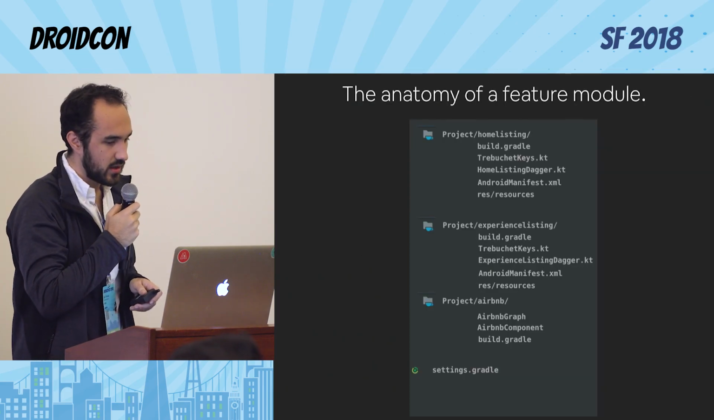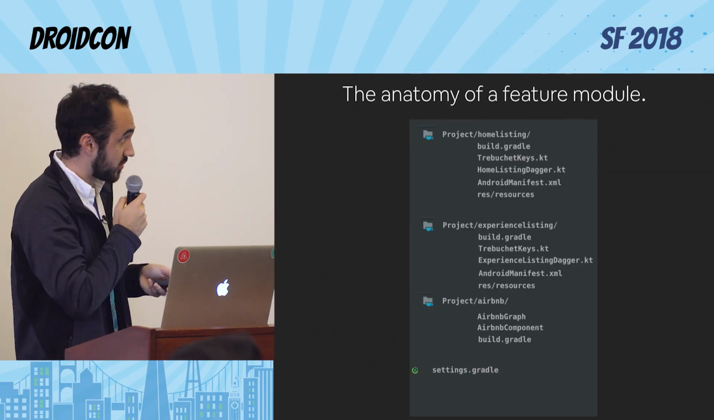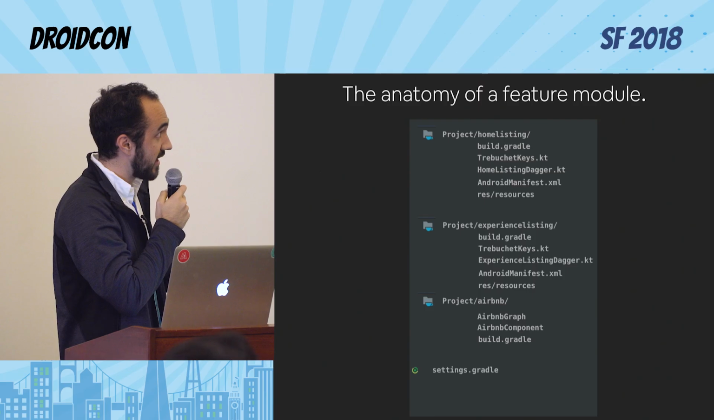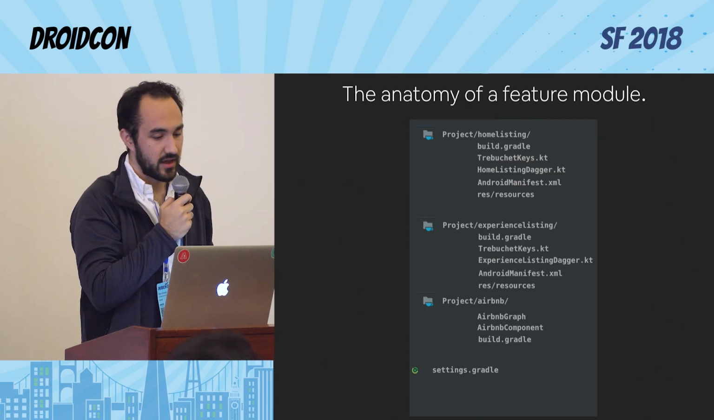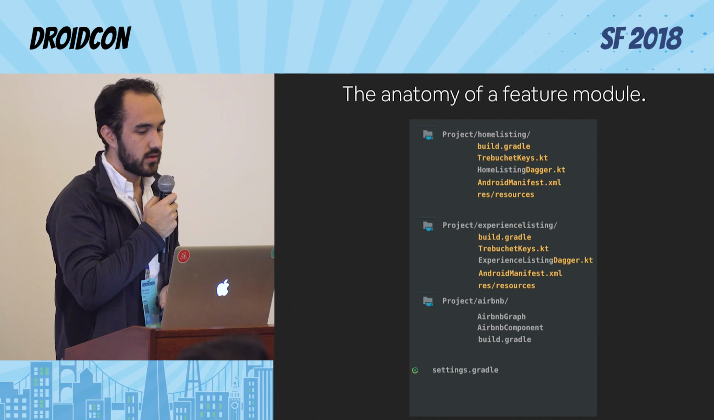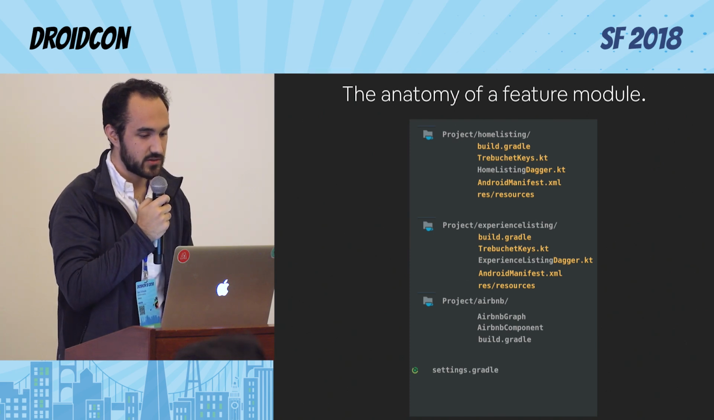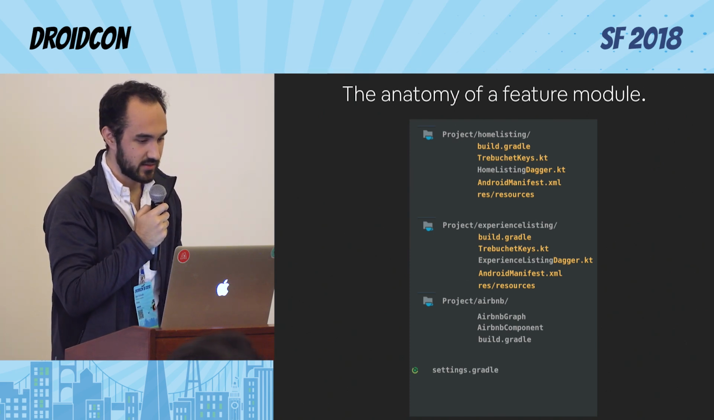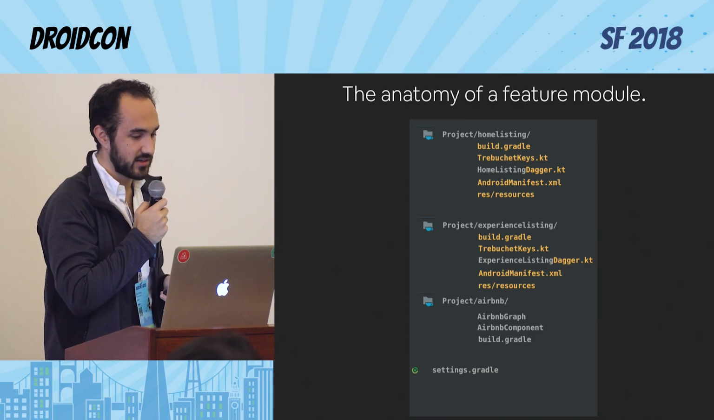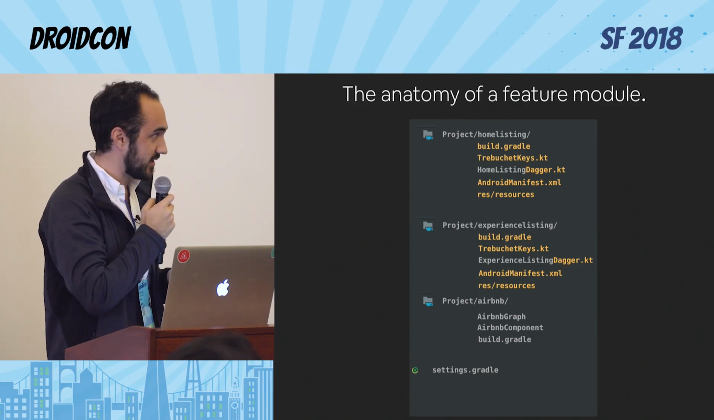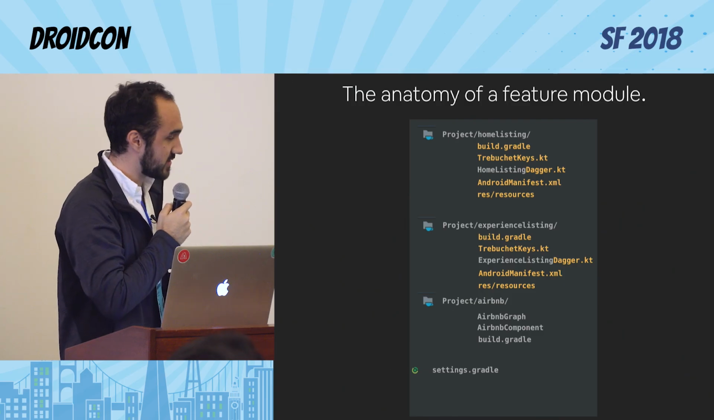So a given module actually has a lot of boilerplate. That has this trebuchet key file that I just talked about, this Dagger file that I explained, and of course, their own build file and resources. And as Android developers, we get really excited when we see patterns like this with duplication, and they're like, I'm going to go write an IntelliJ plugin, and this is going to be great. I'm going to give everyone this plugin, and they're going to click create Airbnb module, and life is good.